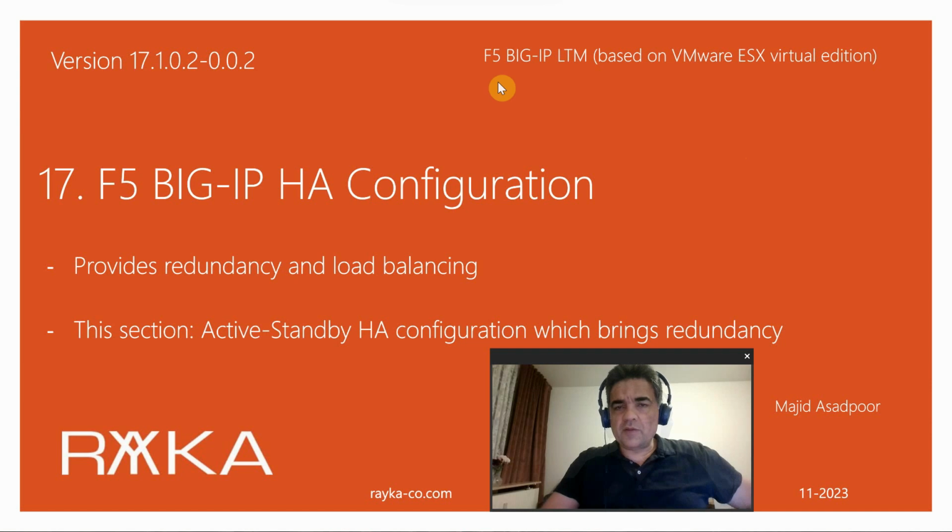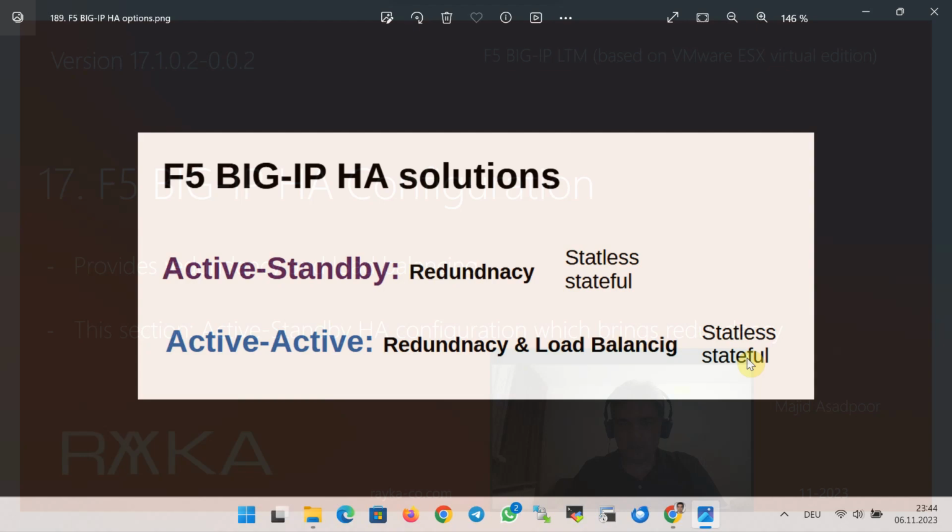Welcome to another video of the course F5 Big IP LTM. In this section we are going to start to configure HA or high availability in F5 Big IP devices, which brings redundancy and load balancing to your Big IP devices. In this section we will implement the active standby version of HA, which brings redundancy, but in the next sections we will implement the active version of HA, which brings both redundancy and load balancing.